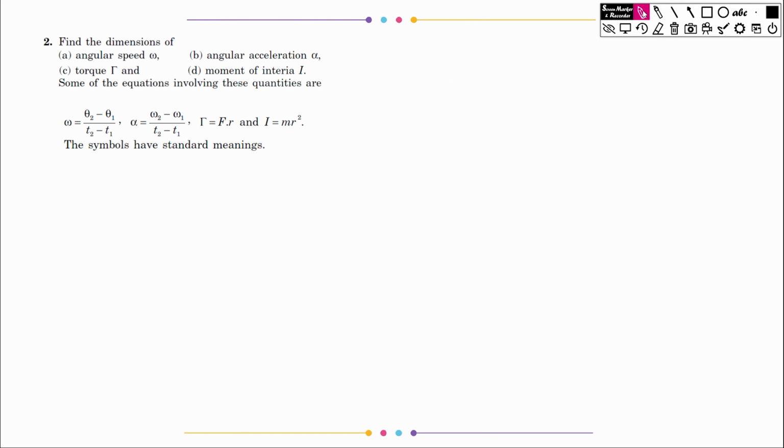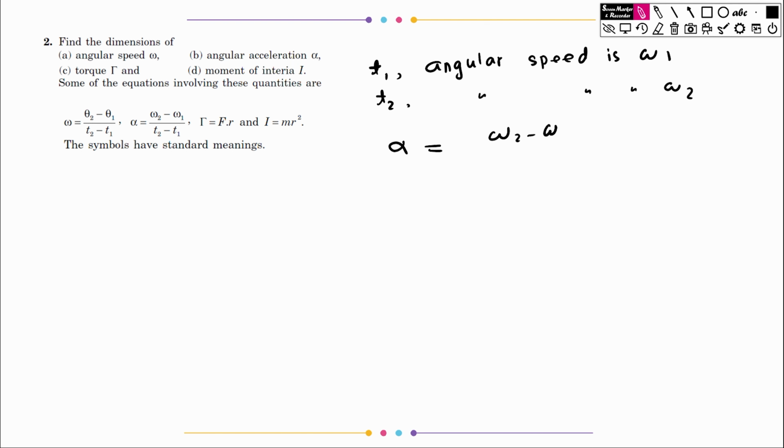Next is angular acceleration. Angular acceleration is the rate at which angular velocity changes over time. So if at time t1 angular speed is omega 1 and at time t2 angular speed is omega 2, then we can write angular acceleration, which is represented by alpha, will be the change in angular speed over the time duration. Again, we can write it as delta omega divided by delta t.